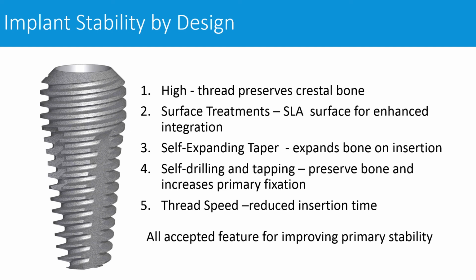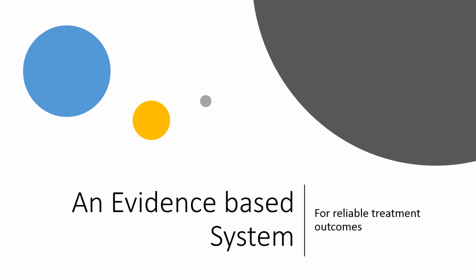The thread is designed for speedy insert, meaning that the pitch is such that the implant can be inserted with the minimum number of rotations. This reduces again the amount of damage to the bone implant interface caused through the insertion and improves again primary stability. All these features are accepted for improving primary stability and are incorporated into all implants in the range as standard. This is an evidence-based system for reliable treatment outcomes.